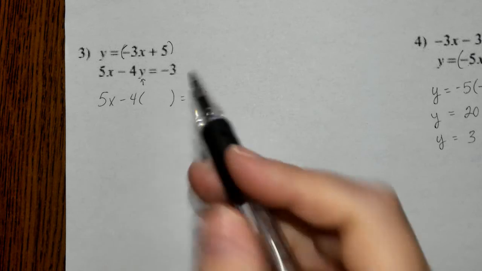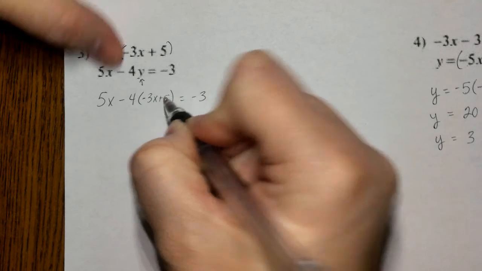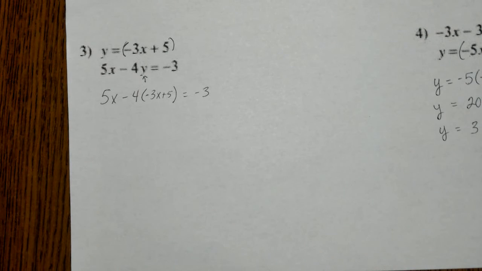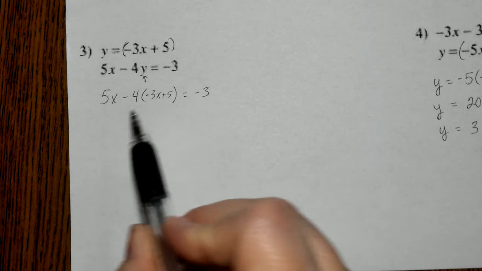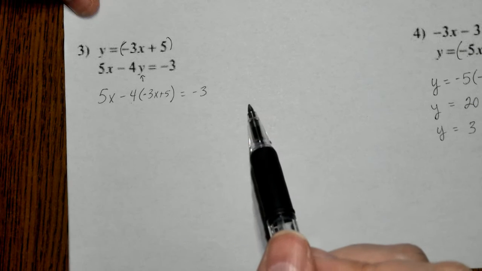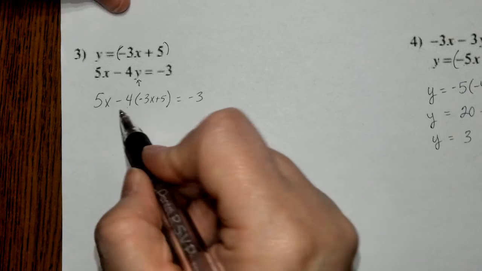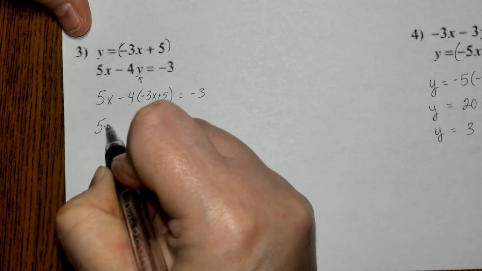Okay. So we're going to plug the negative 3x plus 5 in for y. And here you just have to do the algebra to solve for x. But just remember your order of operations. Multiplying comes before adding and subtracting. So we have to get rid of these parentheses first. We distribute. So I'm just bringing that down.